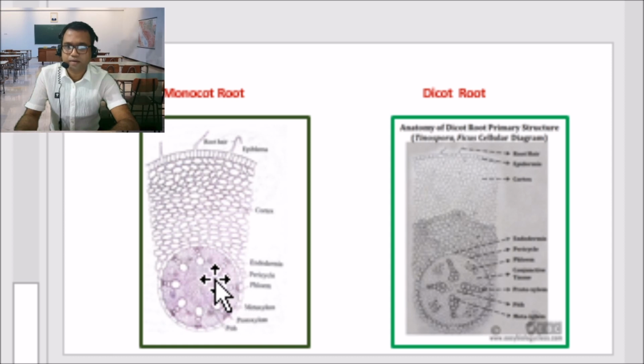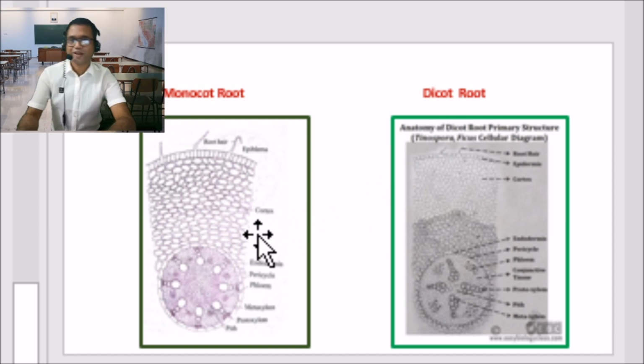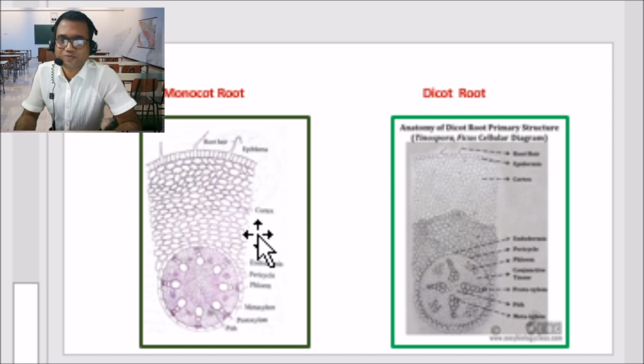The shape of phloem: in monocot the shape of phloem is dome shape, but in dicot the shape of phloem is semilunar. So these are the basic differences between monocot root and dicot root. So now we can differentiate between monocot root and dicot root.